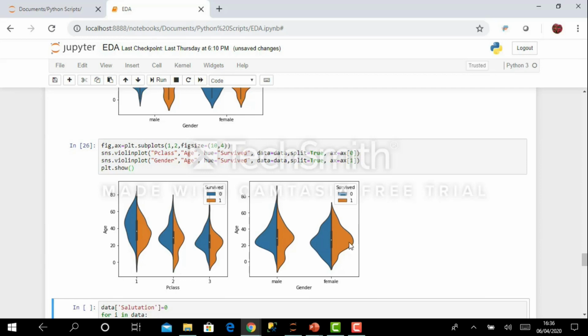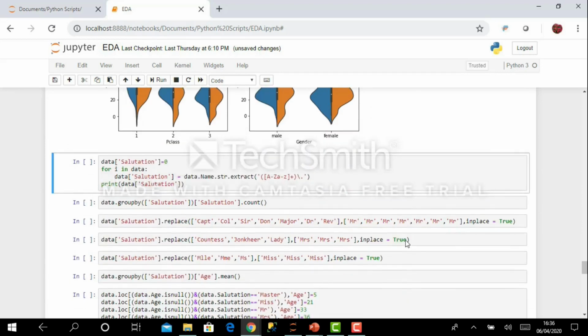So from these plots you can understand for which gender and which age category people actually survived or did not survive.